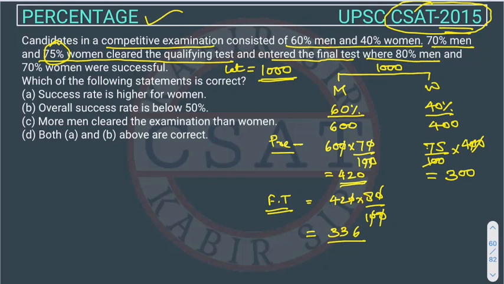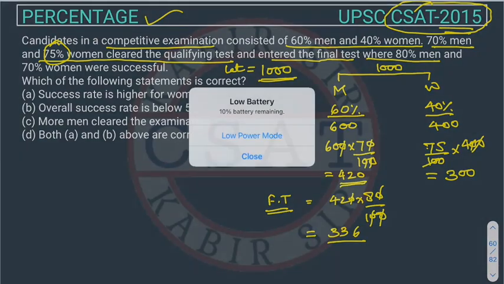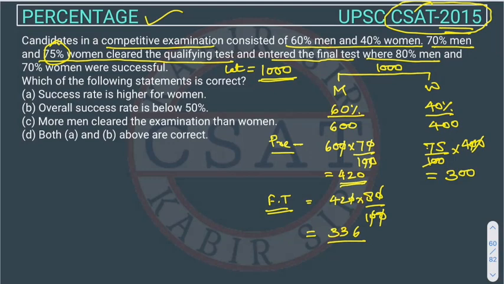You can check, okay. And from women, how many women are clearing? 70% of women, right? So 70% out of 300. So this will come out to 210 women. So this many women have cleared the exam, right?